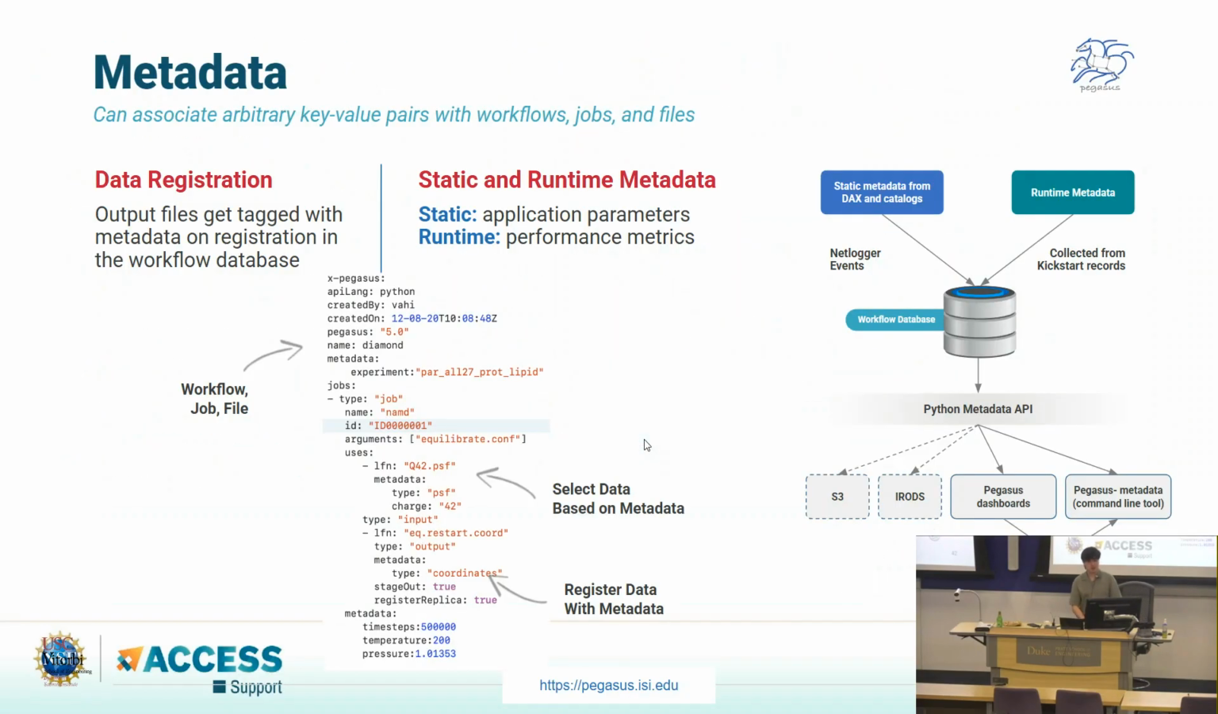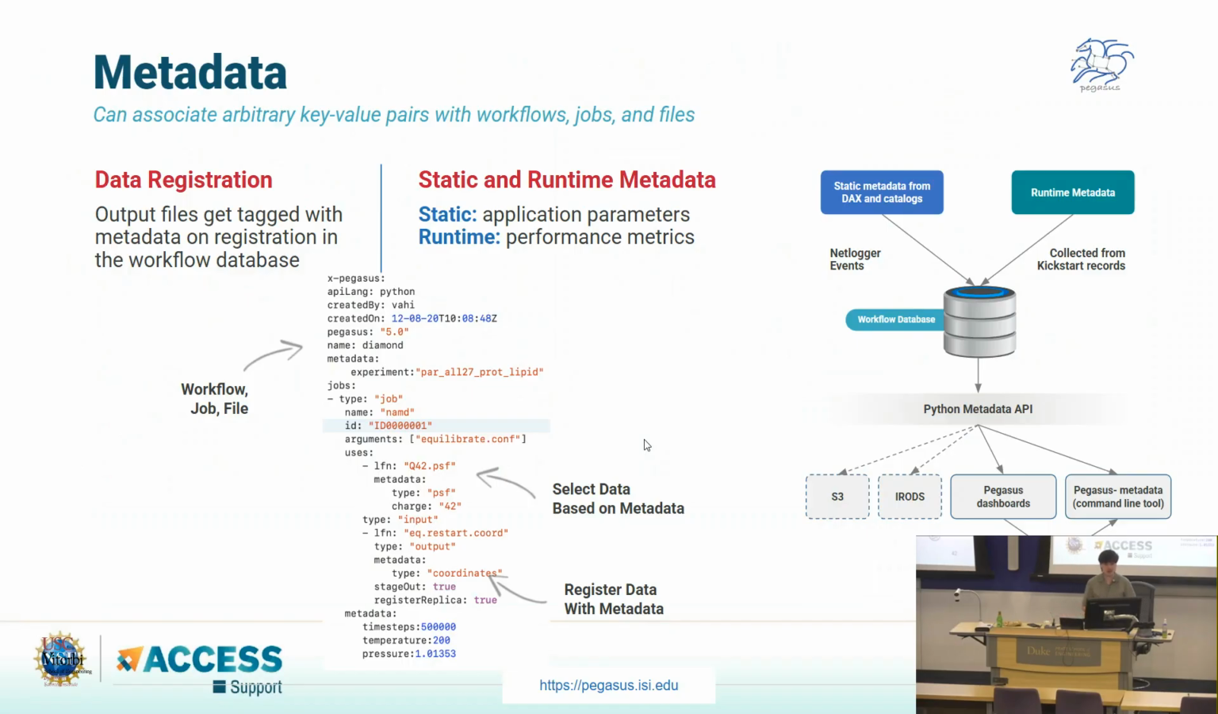So Pegasus can associate arbitrary key value pairs with workflows, jobs, and files. Output files get tagged with metadata on registration, and at static and runtime metadata changes. We're doing a compile system, so there's a compile time and there's a run time.